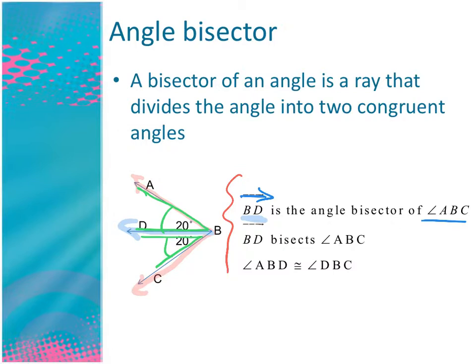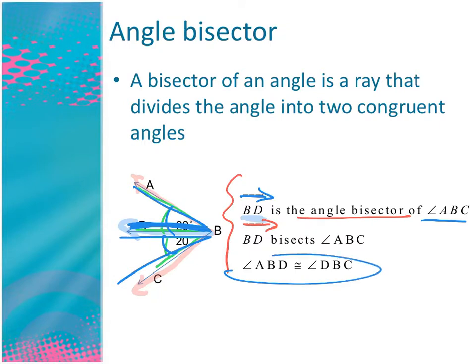So they're either going to write out words like this, or maybe they're just going to say BD bisects ABC. They will also show you that this angle here, ABD, is congruent to DBC. And they could give you a congruency statement. When you see different statements like this, this will lead you to believe or realize that that angle has been bisected.